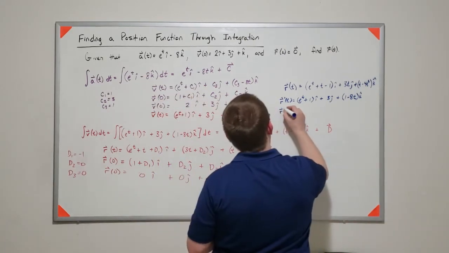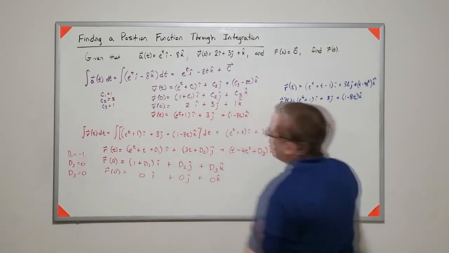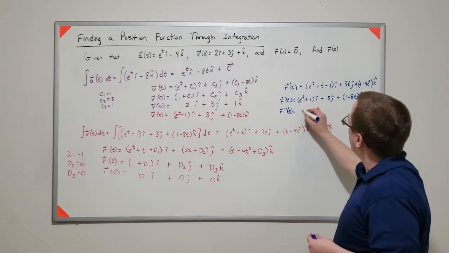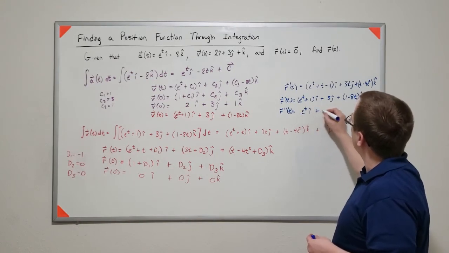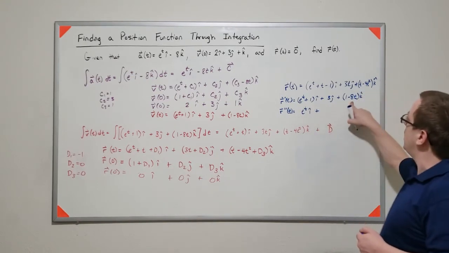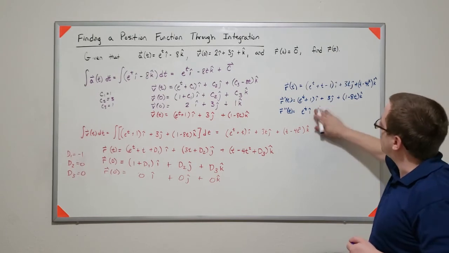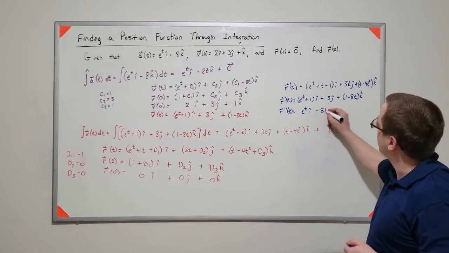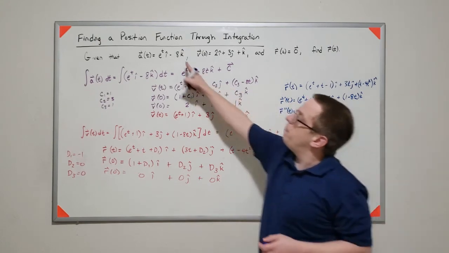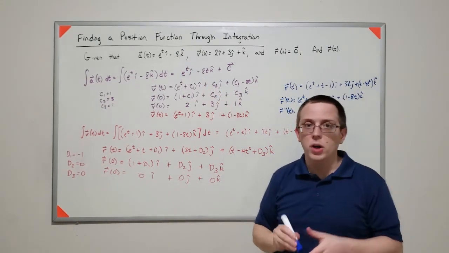And then if I take r double prime, I get e to the t I plus 0j, and that's negative 8, so actually it's minus 8k. So that matches my initial case, so I feel pretty good about that.